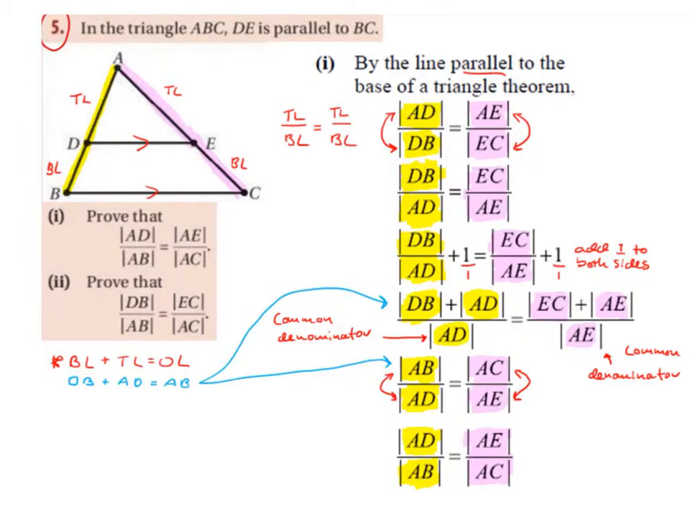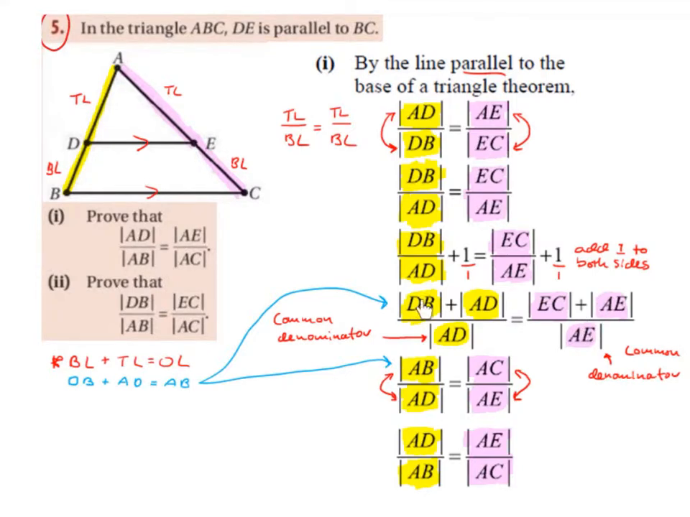Then we do the same on the right hand side. Our denominators are AE and 1, so our common denominator is AE. AE into AE goes once, and 1 multiplied by EC is just EC. Then 1 into AE leaves AE, and AE multiplied by 1 gives us AE. So EC over AE plus 1 over 1 gives us EC plus AE over AE.